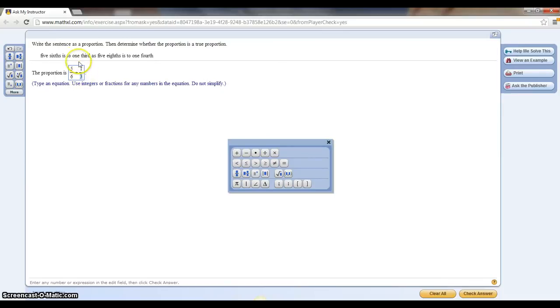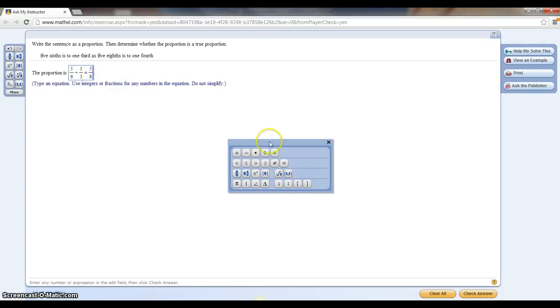Now it'll be 5/6 divided by 1/3. Now that took care of this first fraction. And we'll click at the end here. Now we need to hit equal. Now it has 5/8 is to 1/4. So we hit the fraction bar again. So we'll hit 5 and 8 and click at the end here.